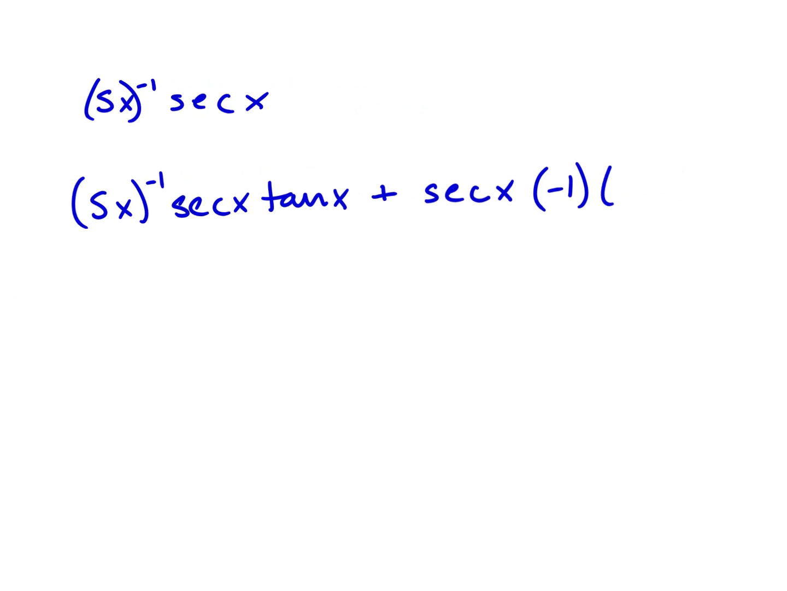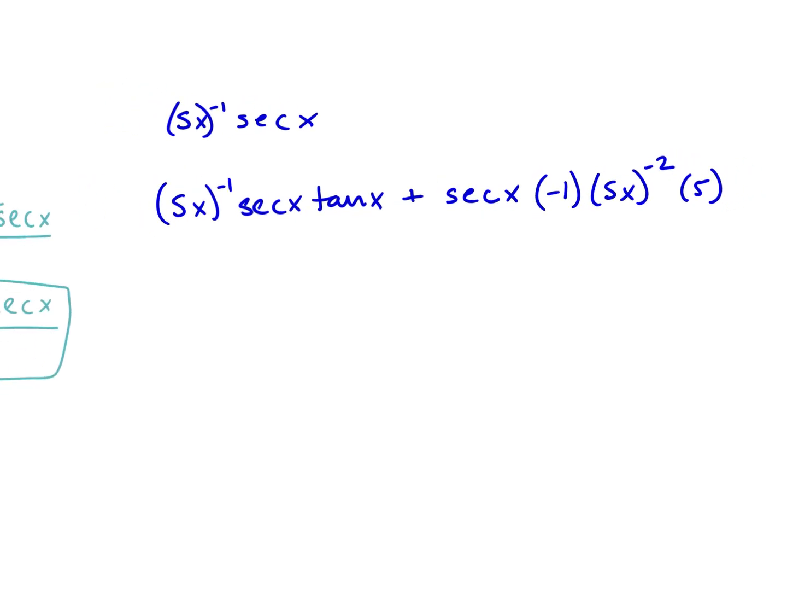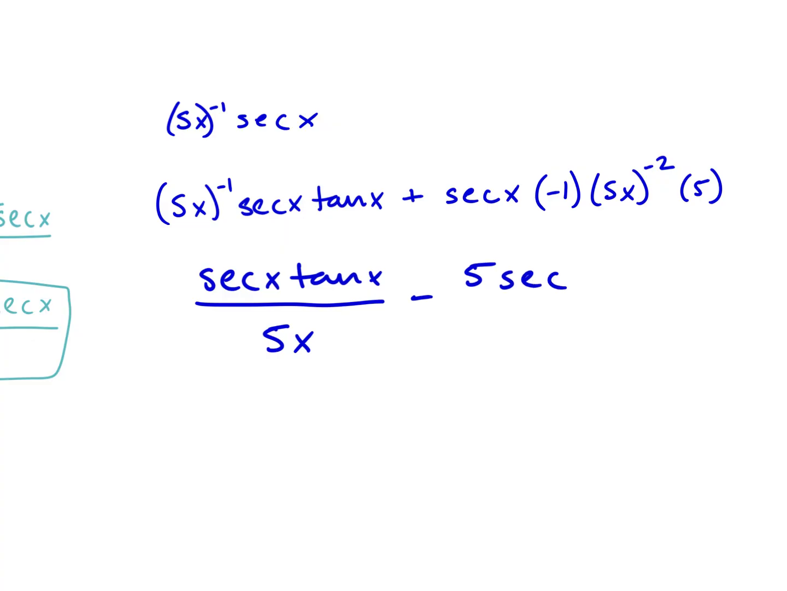Awesome. So this would be -1 times 5x to the power of -2 times what else? Times 5, because we have to take the derivative of the inside. So we can simplify this a little bit. This would be secant x tangent x over 5x, plus, actually this would be minus because it's negative, so minus 5 times secant x over 5x squared.